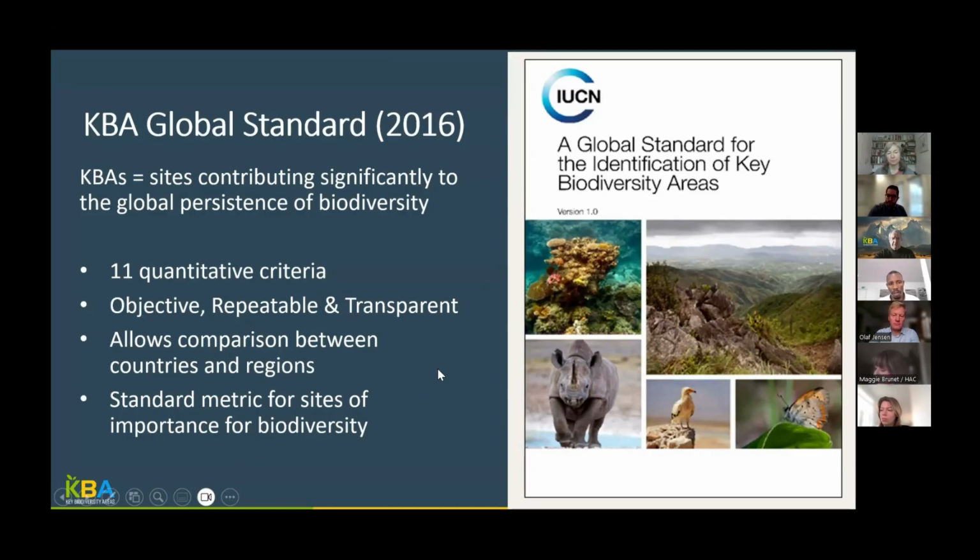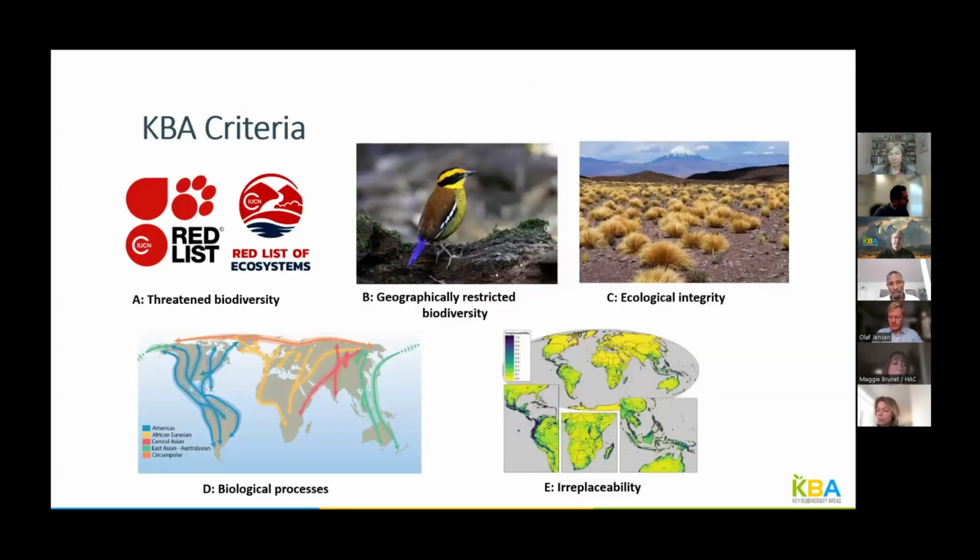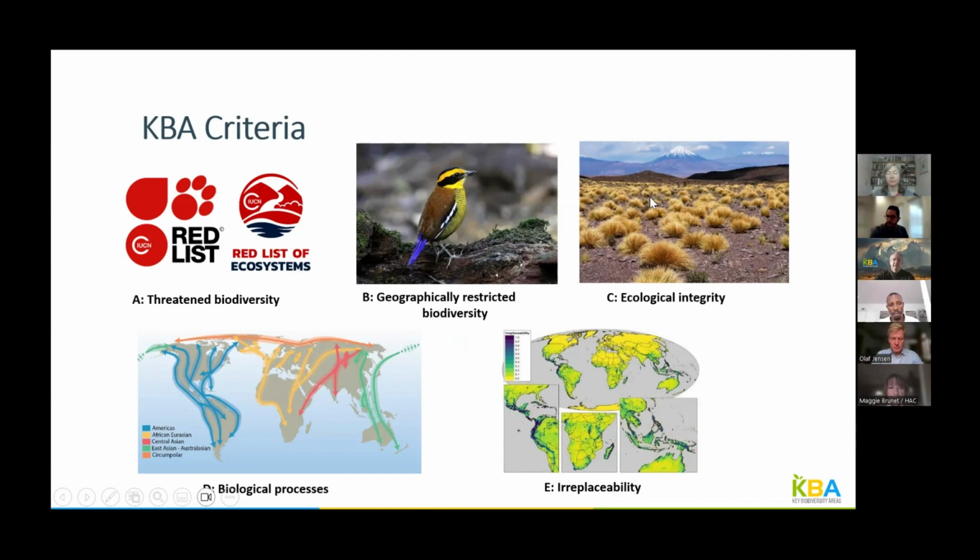The Global Biodiversity Framework is also being used in CMS and Ramsar conventions and other multilateral environmental processes, as well as by industry. Those KBA criteria can be couched in 5 overarching focuses of conservation. So threatened biodiversity, which is what many countries often think about, but also endemic species and geographically restricted biodiversity, sites of outstanding ecological integrity, and ecological integrity was a key term that was integrated into the Global Biodiversity Framework this time around.